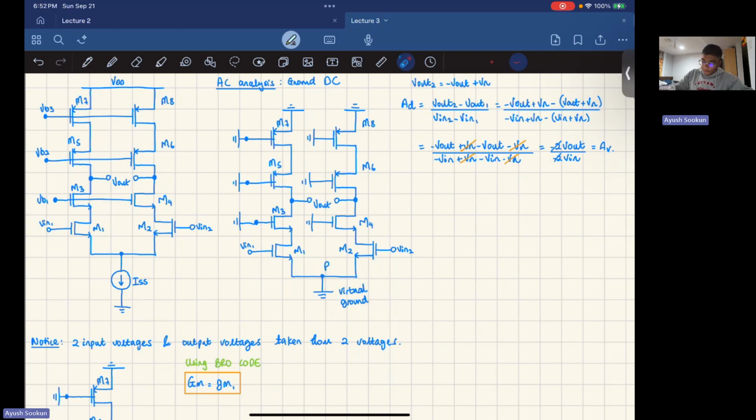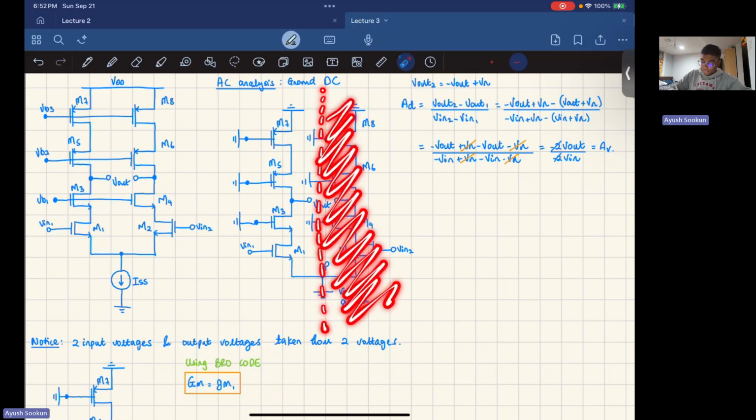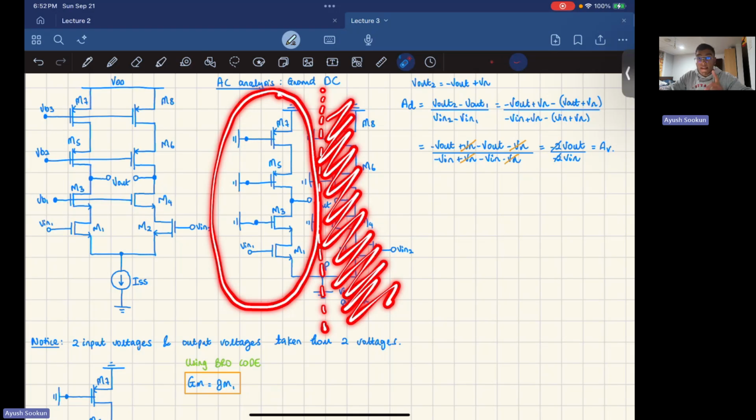Now, if you look at the circuit, it looks very similar to the one we solved earlier in the previous lecture. Once you have virtual ground here, you can split that circuit symmetrically in two, right? And you get rid of this completely. You find the gain of the circuit that's remaining, and that's going to be your differential gain. You solve only half the circuit, and you have your differential gain.